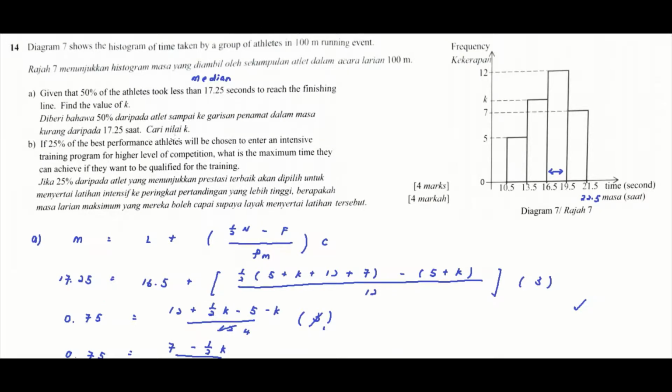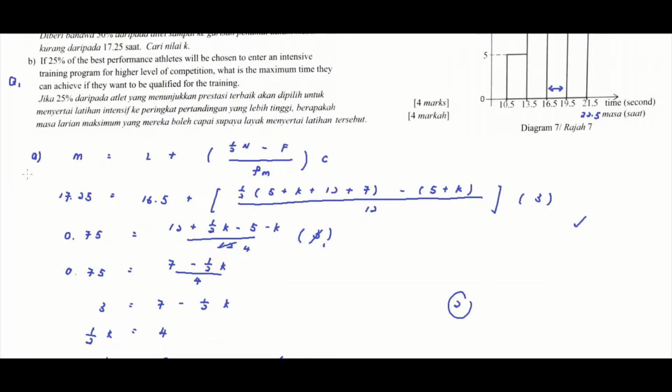If 25% of the best performance athletes will be chosen to enter an intensive training program for a higher level of competition, what is the maximum time? Which means we are getting the 25% of the best. Okay, and there's some tricky part here. You might want to remember that the top 25% is the lowest 25% that we have here, because we want to get the group of athletes with the lowest time, the least time that they spend in the running event, right? So if you want to find the 25% and what is the time, actually the time is the Q1. Q1 indicates that 25% of the data you have is less than this value, right?